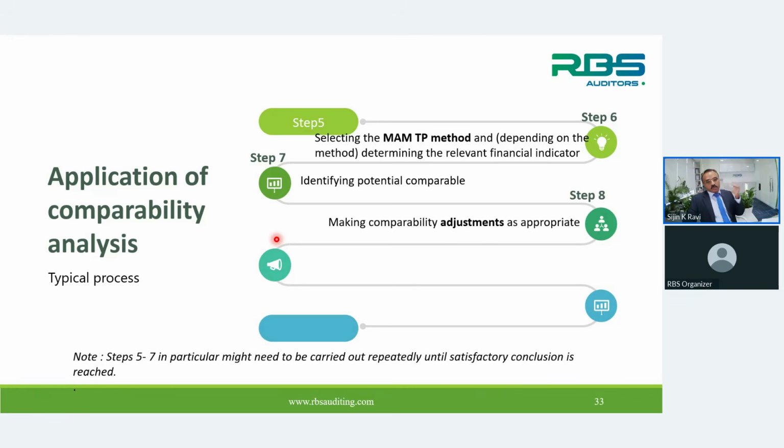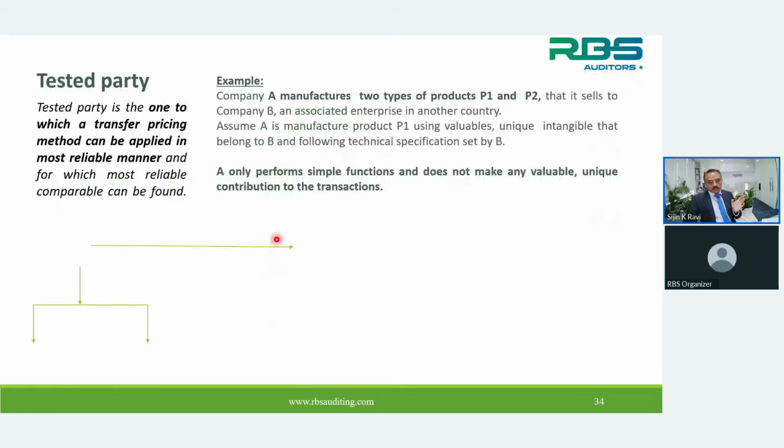Then you have to do some adjustment. For example, you find one transaction on a CIF basis, cost, insurance, and freight, and another transaction on FOB basis. Then you have to do some adjustment to make the price into FOB basis. What will be the price? Then step number 9, you will get the arm's length range, then interpreting that range, finally the arm's length price.